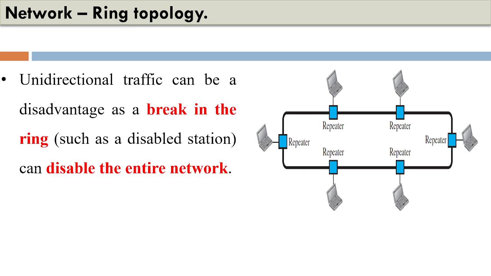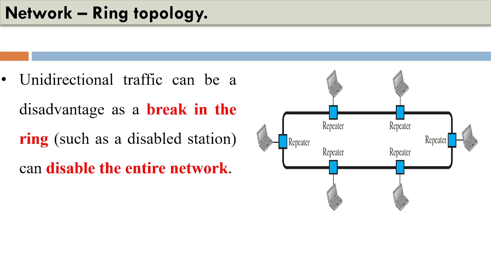Now, the only disadvantage that we can see in this is that it's unidirectional traffic. So a break in the ring can disable the entire network, since a signal has to travel around the ring. So any disturbance in the backbone of the ring network or the wire can actually disable the entire network.